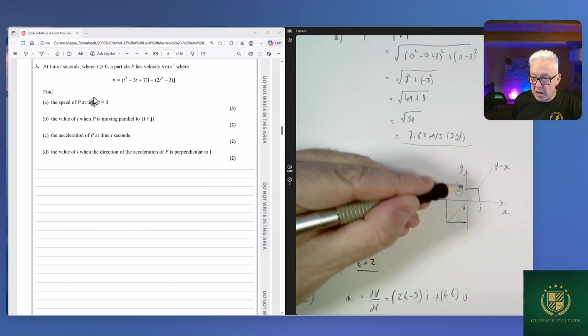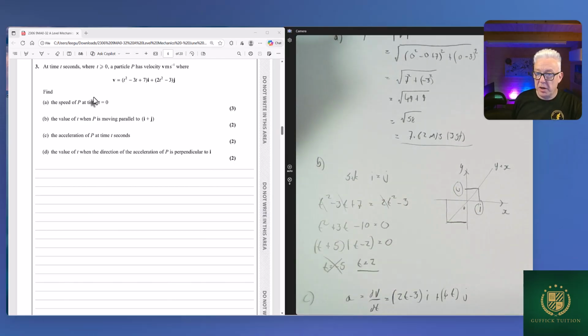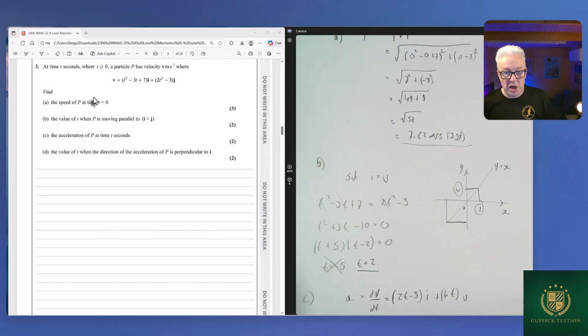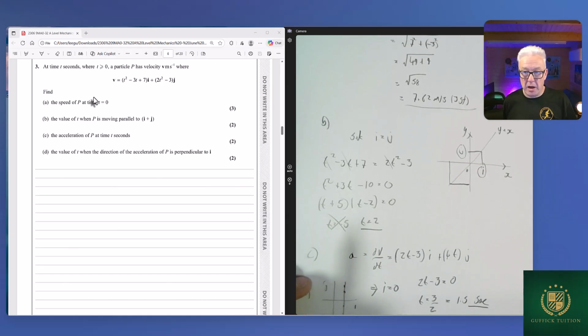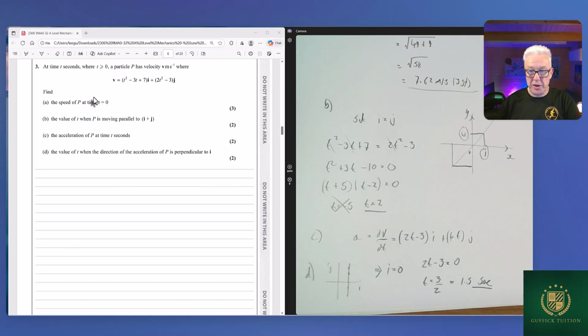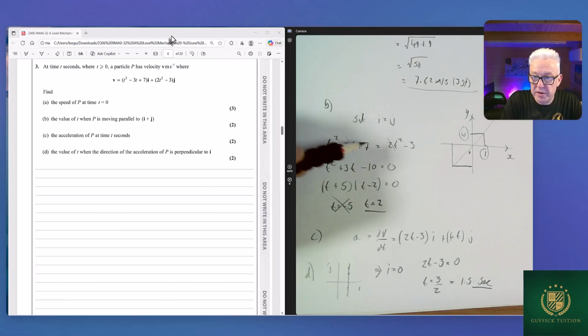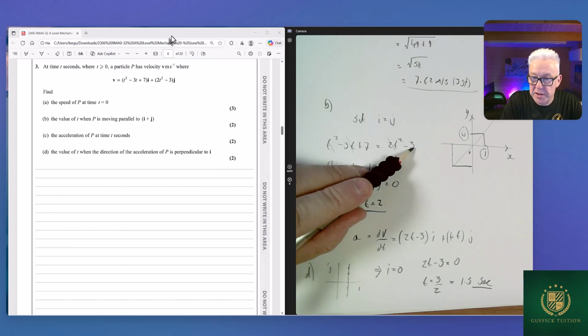So it says i plus j, so therefore it's on the line y equals x, which basically means that the j component is going to equal the i component. So when you see that i plus j, you're going to set the i and j components equal to each other, and in so doing then solve for t. So let's do that then. So we've got t squared minus 3t plus 7 is equal to 2t squared minus 3.